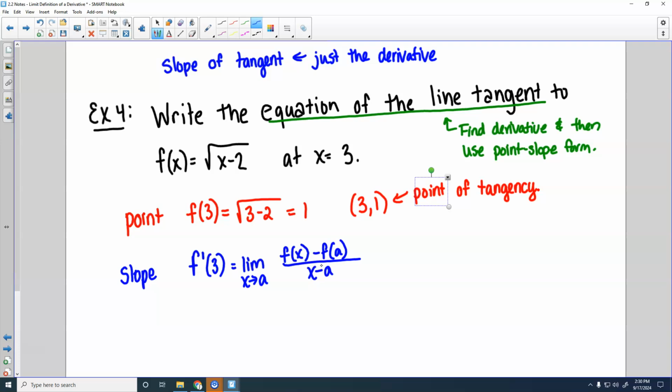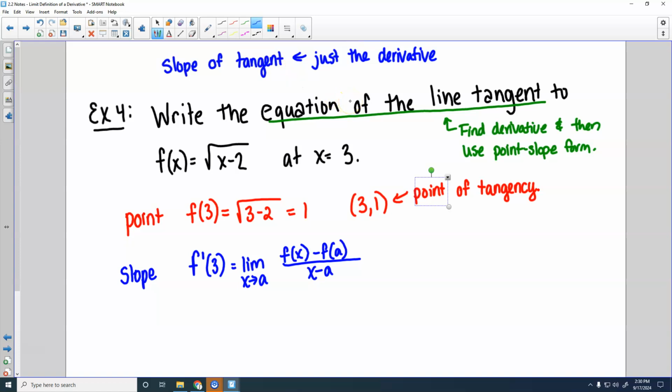So when can you not use that? If there's not a specific point that it's asking you about. So yeah, that at x equals 3 means we can use this. But if they're not asking you about a specific point, you're going to have to use the x plus h rule.